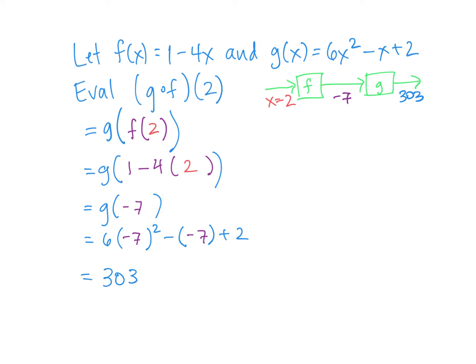Boom. I got 303. All right, really quickly. When I took 2 and plugged it into f, I got negative 7, and we can see that work here in purple. Then when I took negative 7 and plugged it into g, I got 303, and we can see that work here in blue. And I'll be honest, right here, I just plugged that number into my calculator. I didn't try to do 6 times negative 7 squared minus negative 7 plus 2. My calculator did that for me. I don't want to brag, but that's what happened.